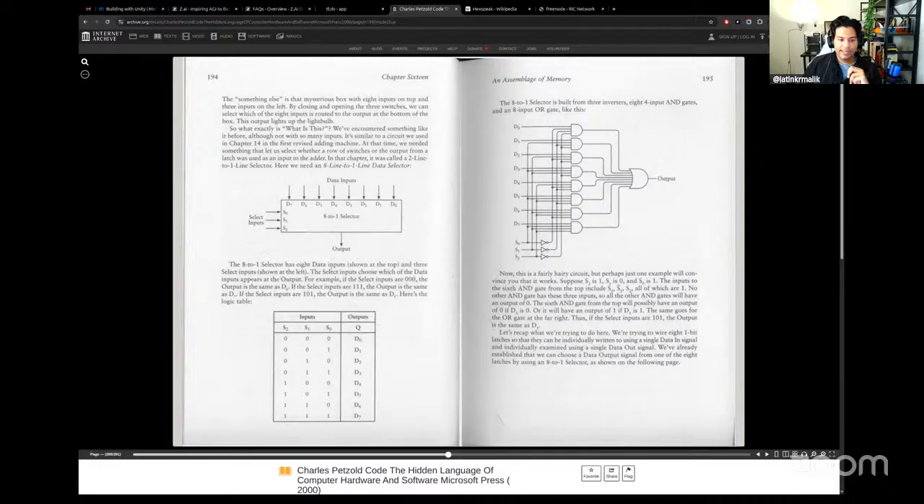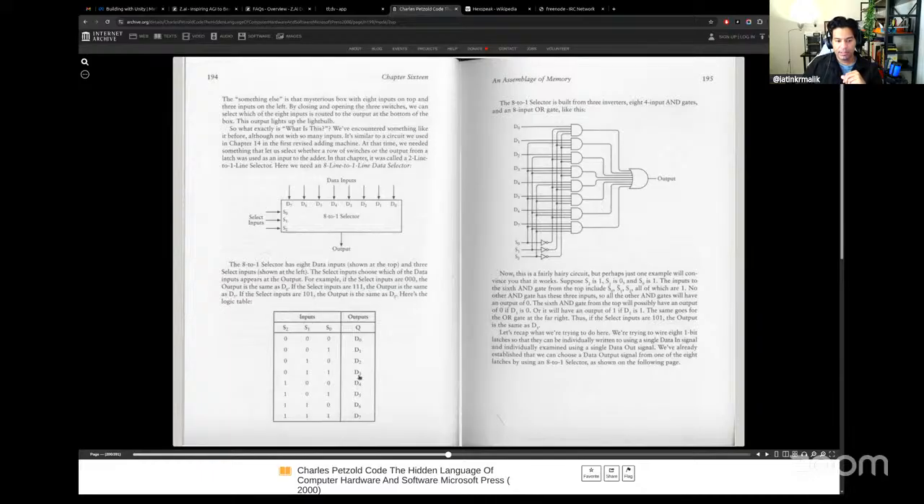So the 8 to 1 selector has 8 data inputs and 3 select inputs. The select inputs choose which of the data inputs appear at the output. For example, if the select inputs are 000, the output is the same as the 0th bit. If the select inputs are 111, it is the same as the 8th bit. And if the select inputs are 101, then the output is the same as D5.